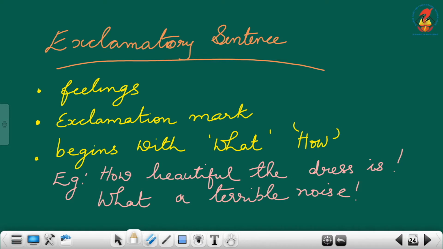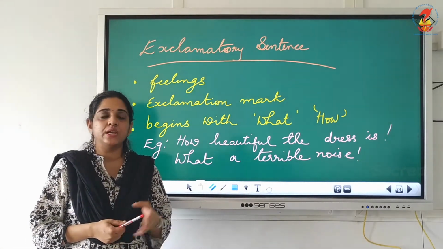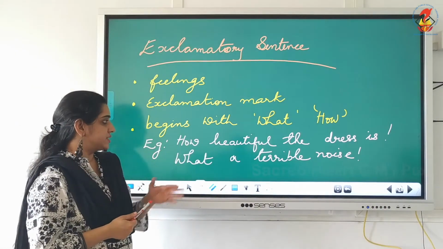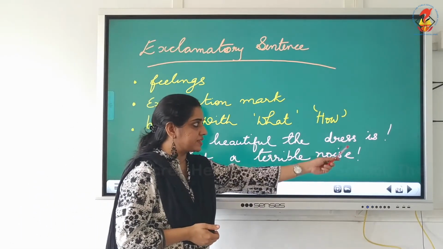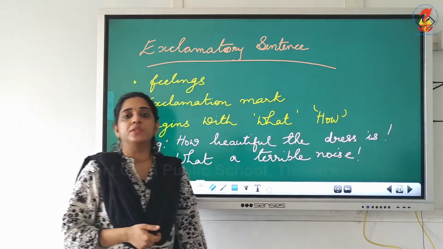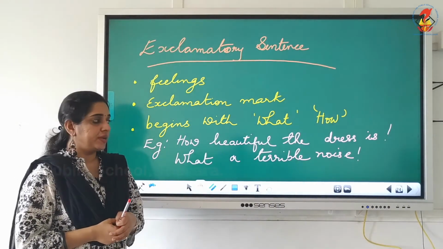"How smart the girl is!" That is an exclamatory sentence. So usually it starts with what and how. Example, "How beautiful the dress is!" "What a terrible noise!" See, after each exclamatory sentence, you can see exclamation marks at the end of the sentences. These are the features of an exclamatory sentence.